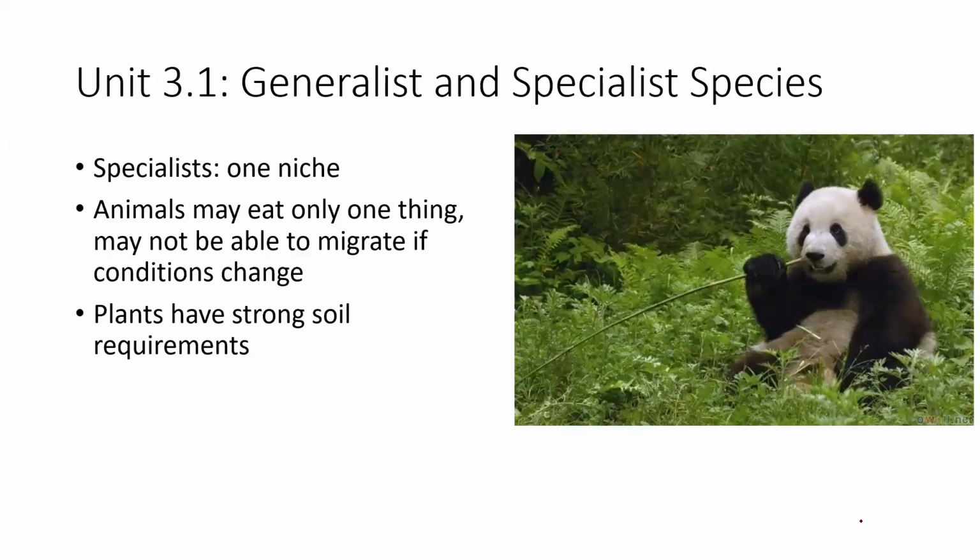Specialists, again, have one niche. Animals might eat just the one thing. They may not be able to migrate if conditions change because they rely on that one type of food. Plants would have strong soil requirements. A good example of plants would be the Venus flytrap, which really only grows well in areas with acidic soil.